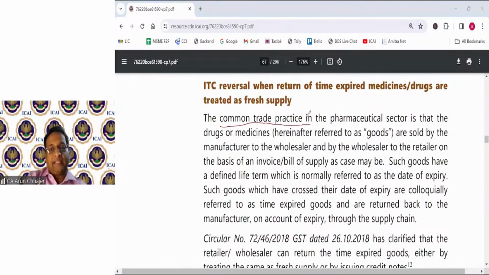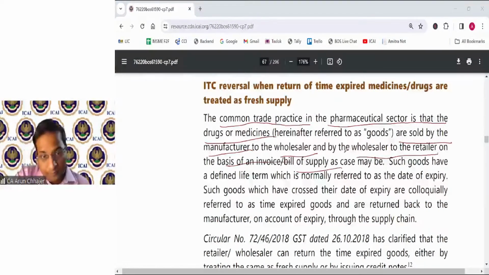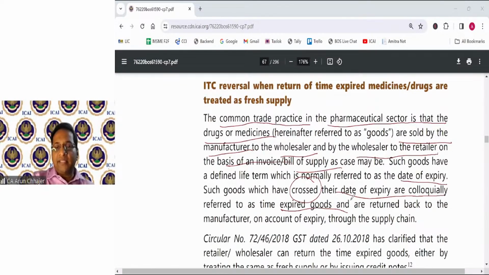The common trade practice in the pharmaceutical sector is that the drugs or medicines are sold by the manufacturer to the wholesaler, and by the wholesaler to the retailer, on the basis of a tax invoice, or if it is exempted, then a bill of supply. Such goods have a defined life term, which is normally referred to as the date of expiry. Such goods which have crossed their date of expiry are referred to as time expired medicine and are returned back to the manufacturer on account of the expiry through the supply chain.